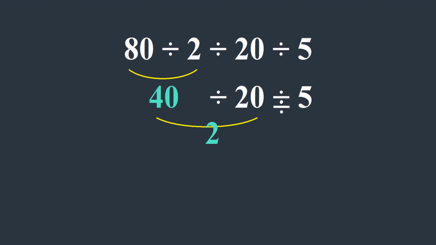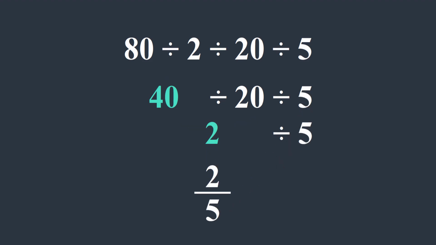So 2 divided by 5 can be written as 2 over 5. This is our final answer to this problem.